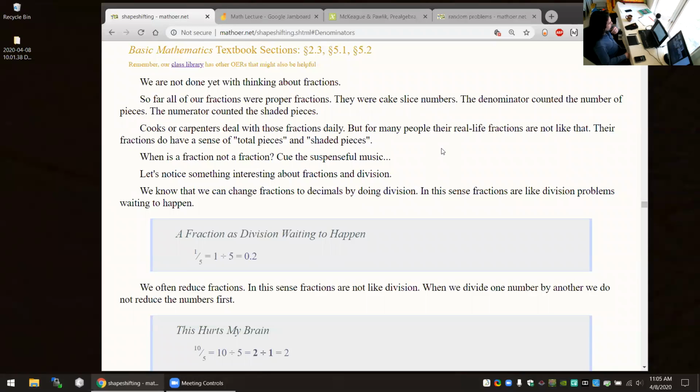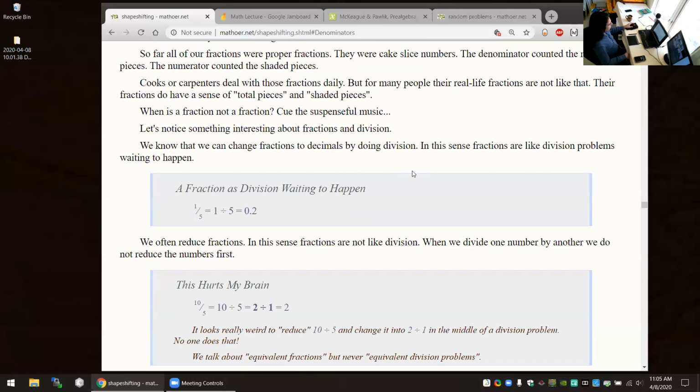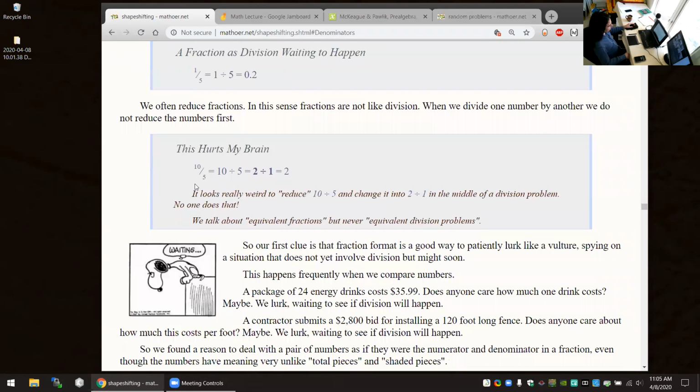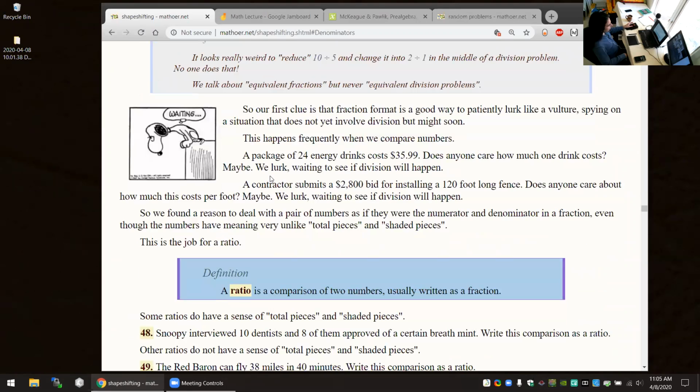Many real life fractions aren't like that. They don't have a sense of total pieces and shaded pieces. We've seen that fractions can be like division, but fractions aren't entirely like division. If I have 10/5, no one does that with 10 divided by 5. Let's reduce the 10 and the 5 and make 2 divided by 1, and then we get to 2. No, we just do 10 divided by 5 as 2, and we don't reduce things. So we behave with fractions differently than we do with division.